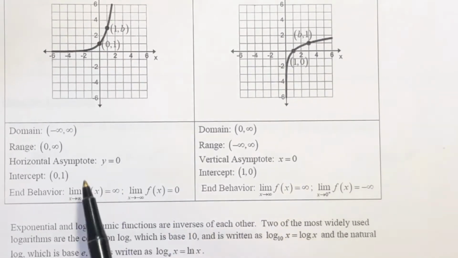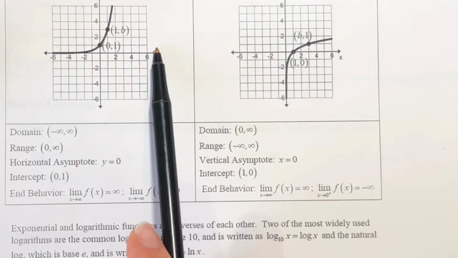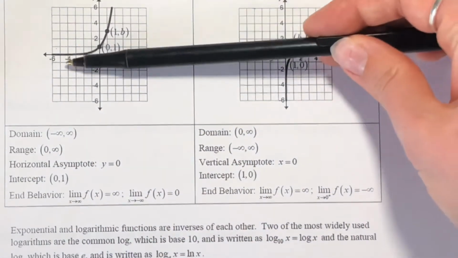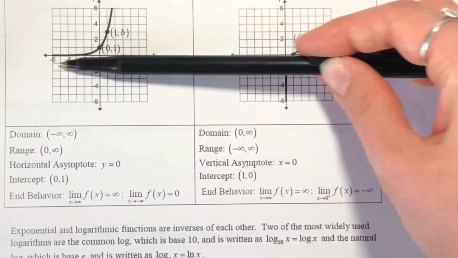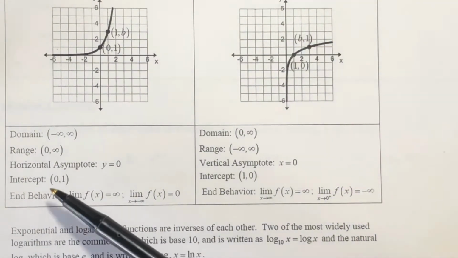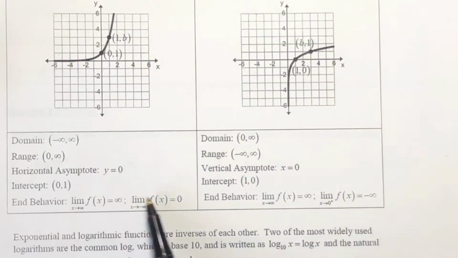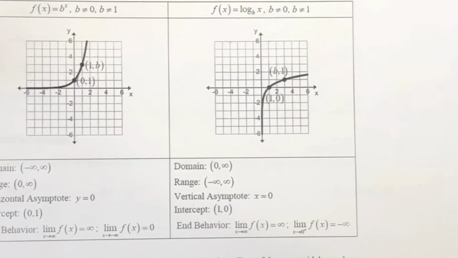But their domain and range: the domain is going from negative infinity to positive infinity, left to right. But then the range is going from 0 to infinity. So we do have that horizontal asymptote on the x-axis. So again, the y-intercept is at (0, 1). And then we have our end behavior, which we won't focus too much on.